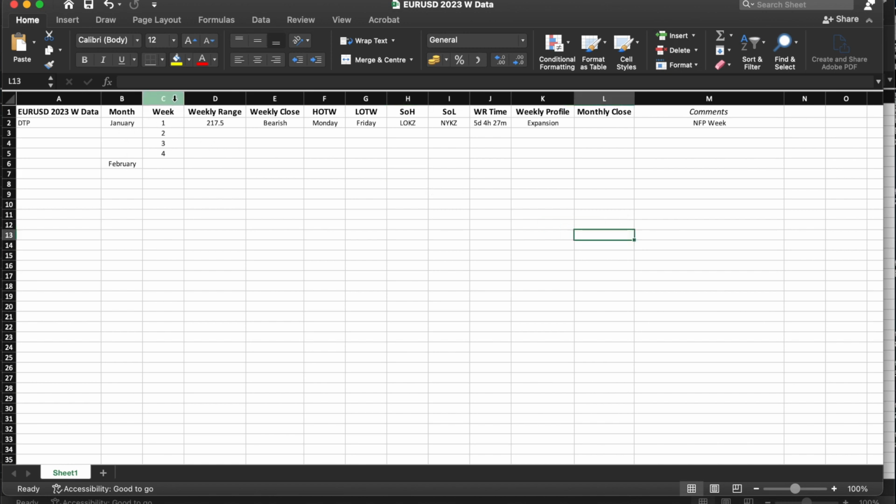We've got the month, we've got the week. The weekly range again, from the high to the low, how many pips we had. The weekly close, right? And my bias is bearish. The high of the week's made on a Monday. The low of the week's made on a Friday. The high, what session was it made during? London Open Kill Zone. The low, what session was it made during? The time from the high to the low, right?